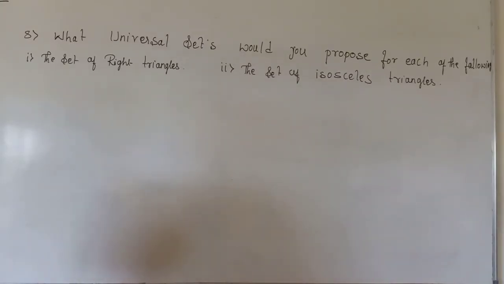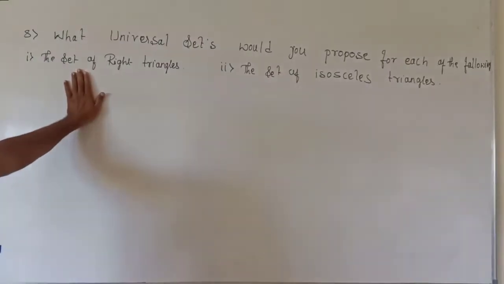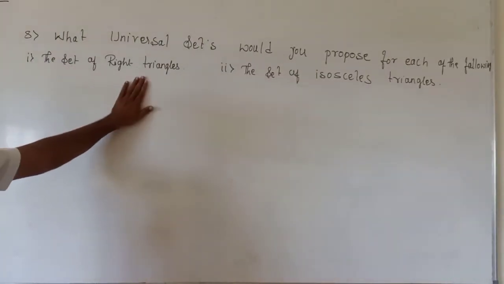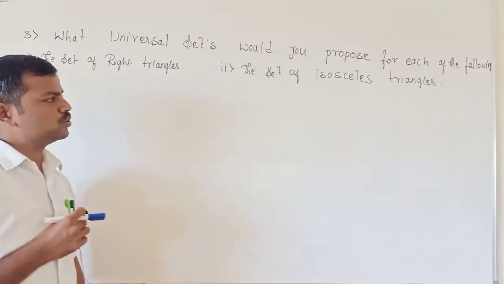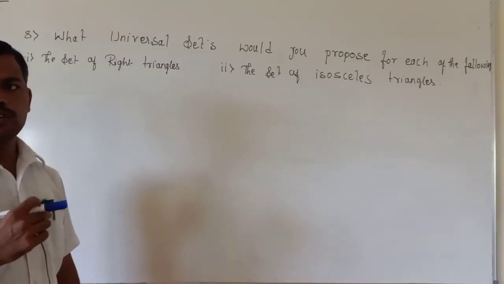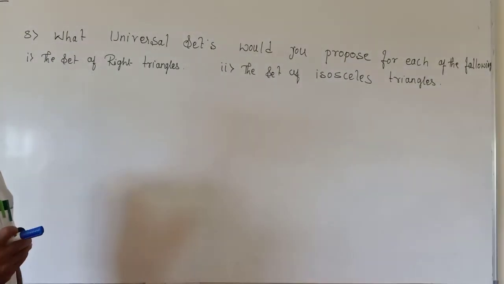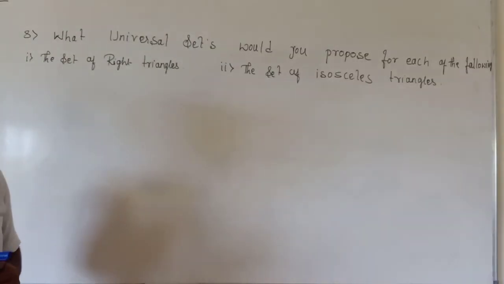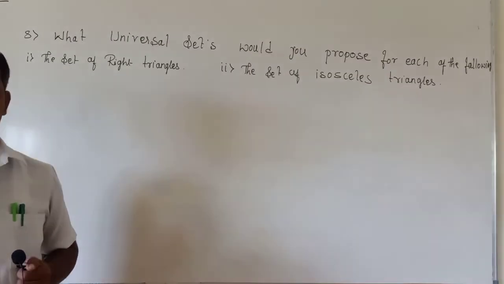So next example: what universal sets would you propose for each of the following sets? They have given the set of right angles and the set of isosceles triangles. For these two sets, which is a universal set, we have to write that. So which will become the universal set? Here we have to have an idea about the universal set. Universal set means what? A set which contains all the elements of its possible subsets.